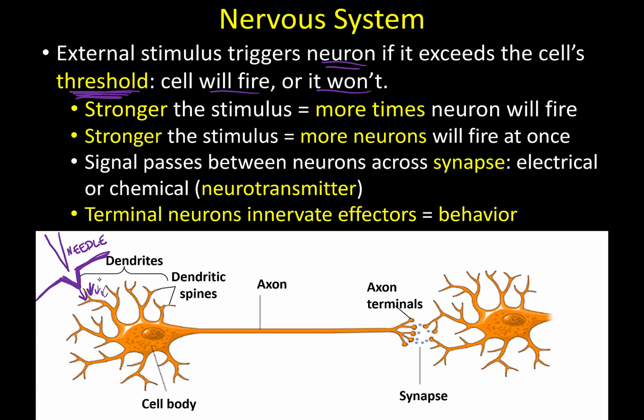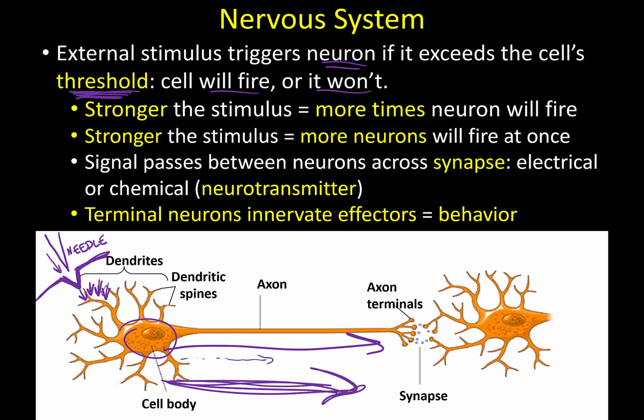But if that pressure gets stronger and stronger as this needle is pushed further and further into the skin, eventually the pressure will be strong enough it will hit the cell's minimum threshold and cause the cell body to fire a signal down the axon. There's only one signal strength here. Okay? So it's not like it can send a faint signal or it can send an extra strong signal. No, there's only one signal strength. So that's why the threshold is so important.